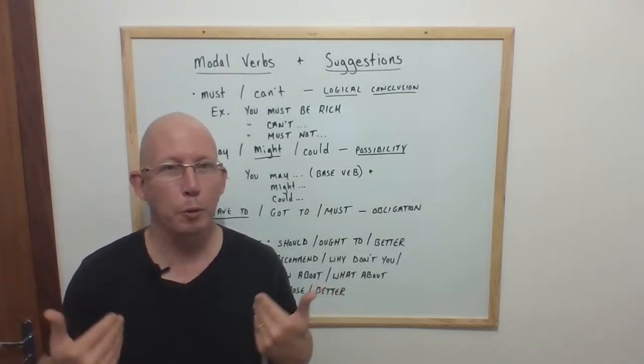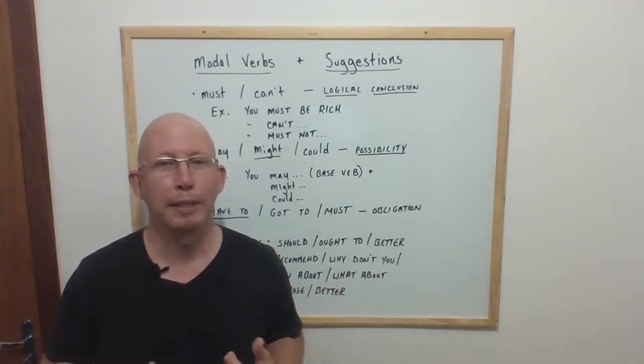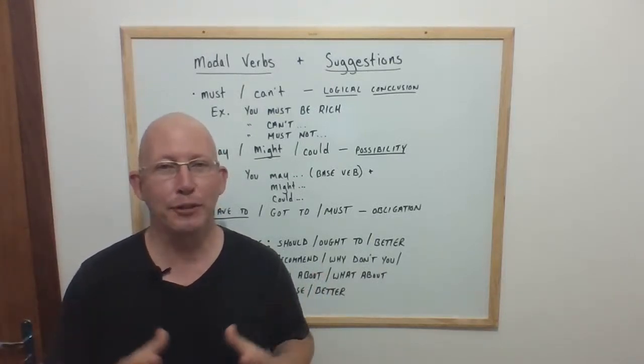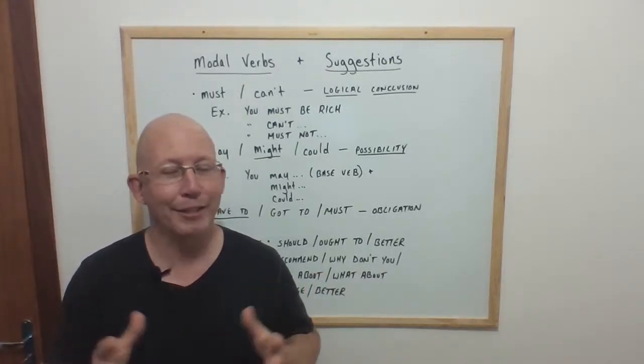I'm an American. Eu sou James. Eu sou americano. E eu moro aqui em Brasil. I live in Brazil, and I teach English.